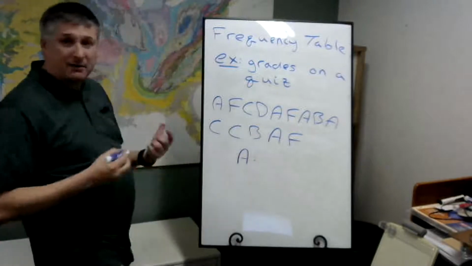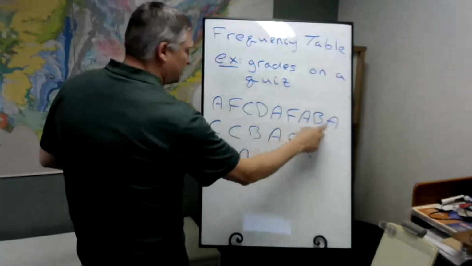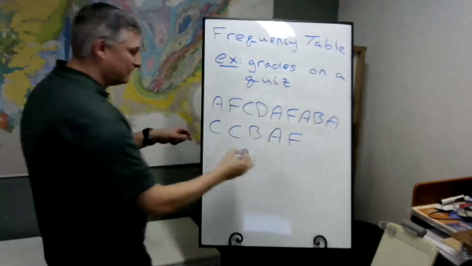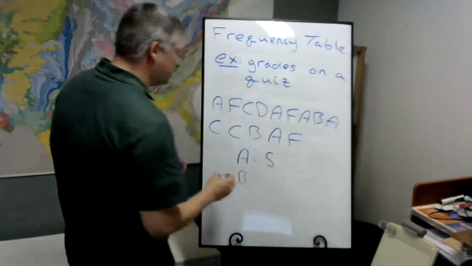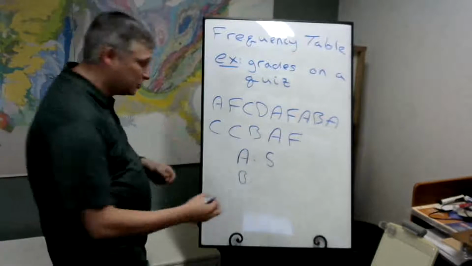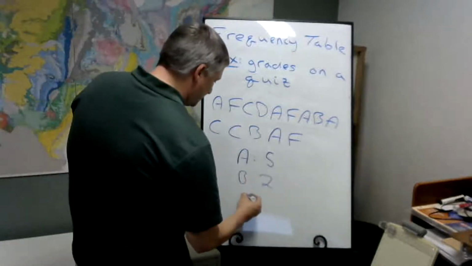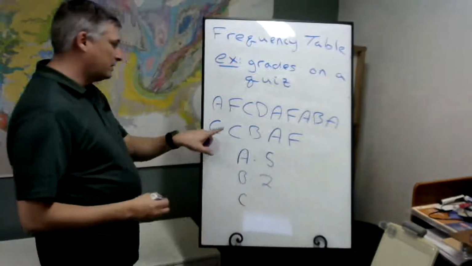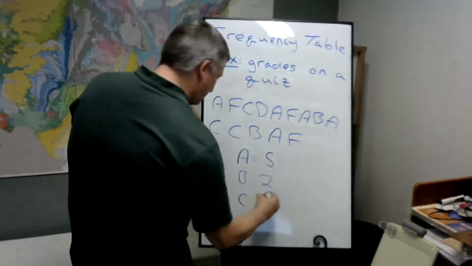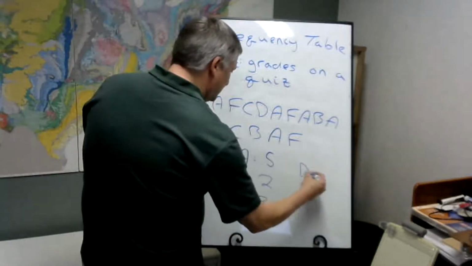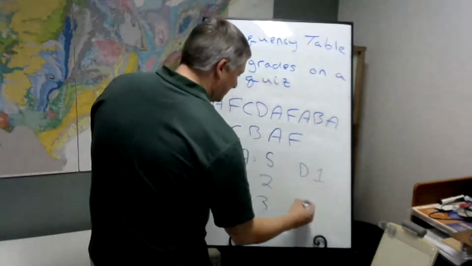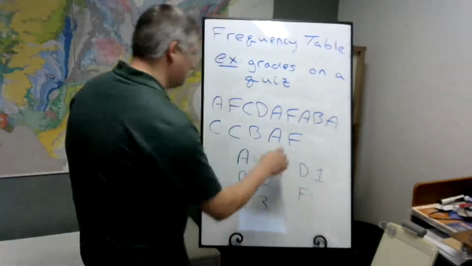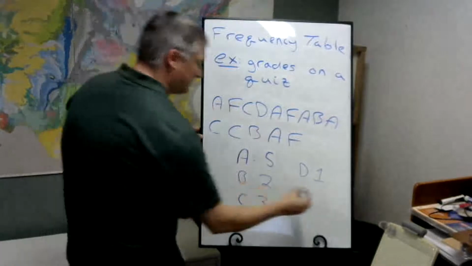Let's count the number of A's. Well, 1, 2, 3, 4, and 5. Number of B's, just like before, there was 2. Number of C's, 1, 2, 3. Number of D's, there's 1. And the number of F's, 1, 2, and 3.